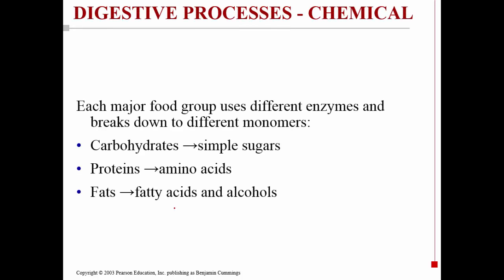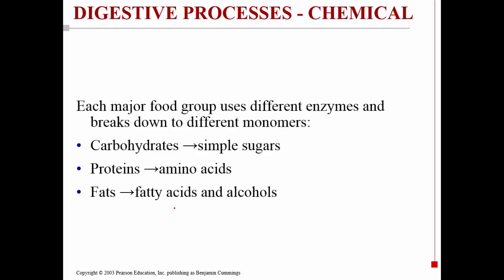Each major food group uses different enzymes to break down the food into its building blocks so that it's small enough to pass the plasma membrane of the intestine. For example, simple sugars are the building blocks of carbohydrates. A simple sugar by itself is called a monosaccharide. Two monosaccharides joined are a disaccharide. And then many simple sugars are a polysaccharide.